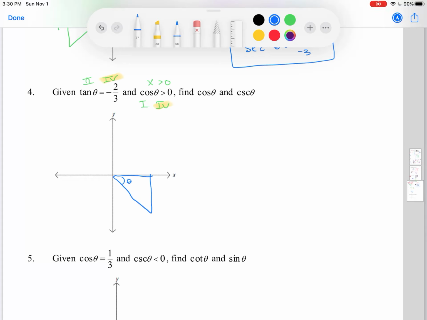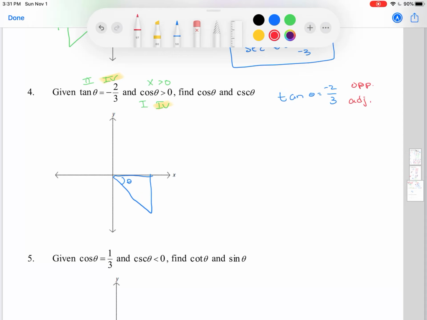So in order to follow both of these rules, my triangle has to be in the fourth quadrant. So that's where I'm going to draw it. And now I can go back to the information they just told me about the tangent. All right. They said tangent is -2 over 3.